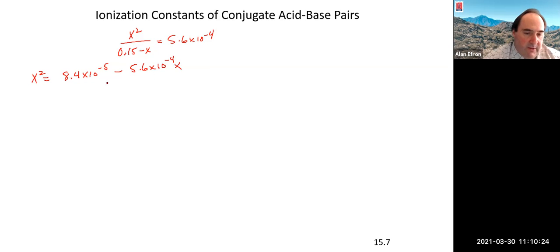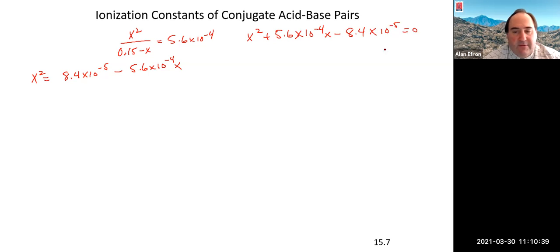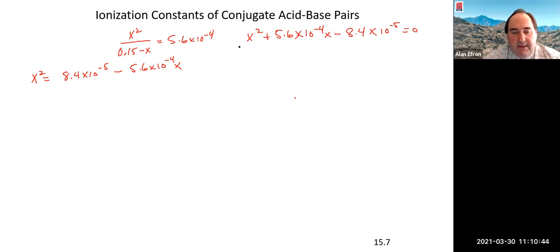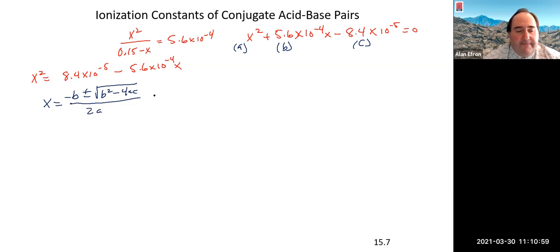Going to bring everybody to one side, which gives us x squared plus 5.6 times 10 to the minus 4 x minus 8.4 times 10 to the minus 5 is equal to 0. That is going to give us our a, b, and c. And that's going to give us x is equal to minus b plus or minus the square root of b squared minus 4ac, divided by 2a.